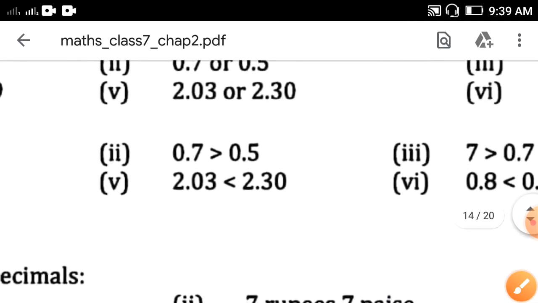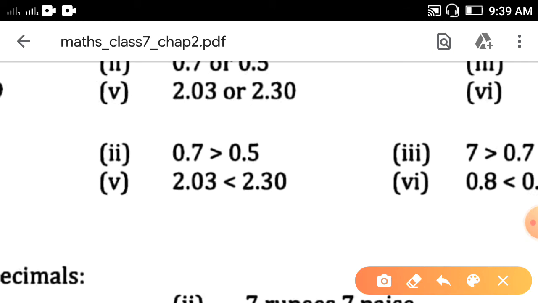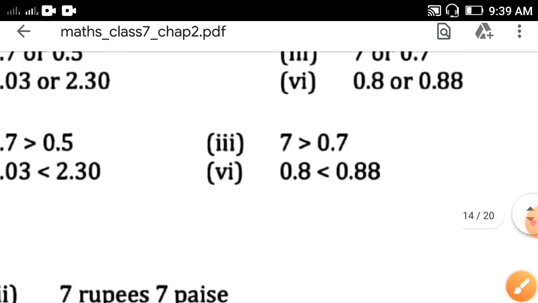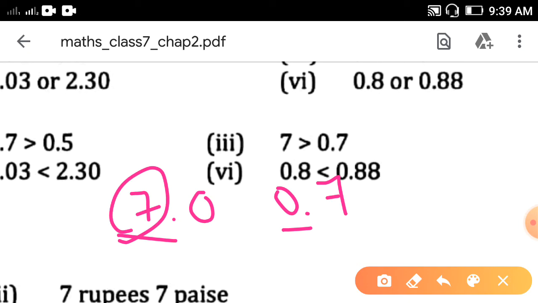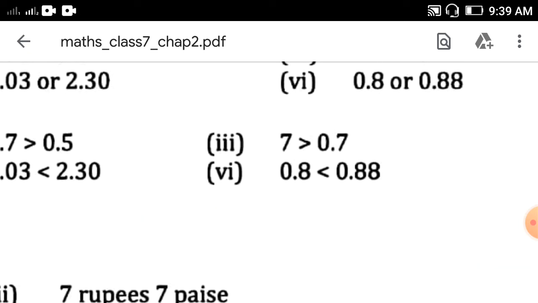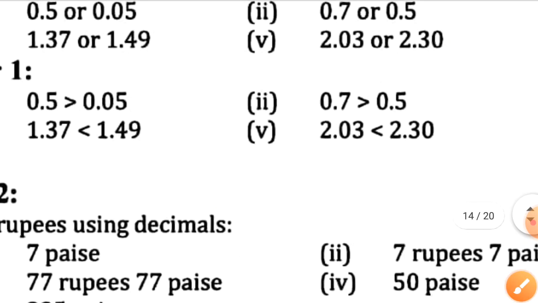Second one, 0.7 and 0.5. The 0 is same, then 7 is given and 5 is given. So 7 is greater than 5. Next, 7 and 0.7. This 7 you can consider 7.0 and here 0.7. Left side of the decimal point, here 7 is given and other side 0 is given. So it is very obvious 7 is greater than 0. So 7 is greater than 0.7.